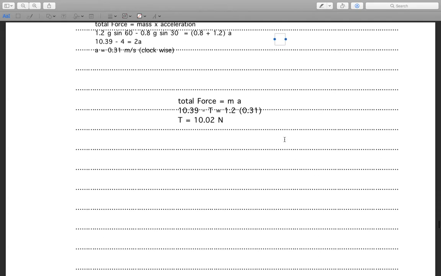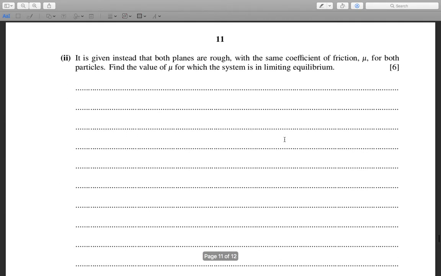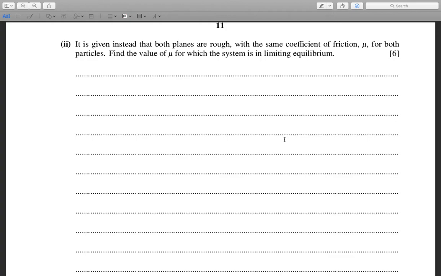Okay, continue to question 2. It is given instead that both planes are rough with the same coefficient of friction mu for both particles. Find the value of mu for which the system is in limiting equilibrium.